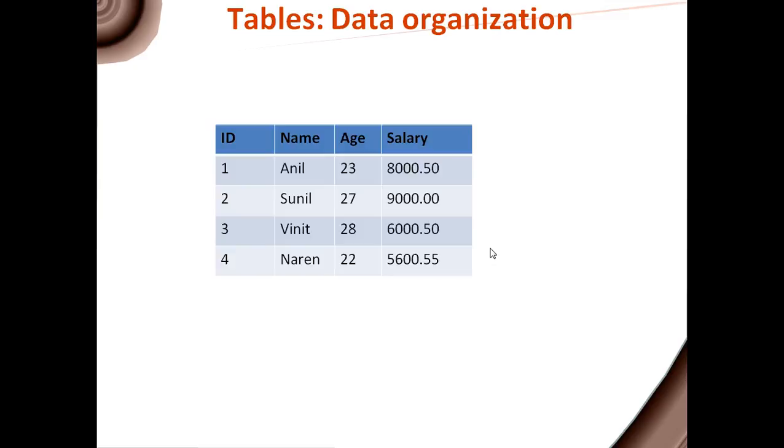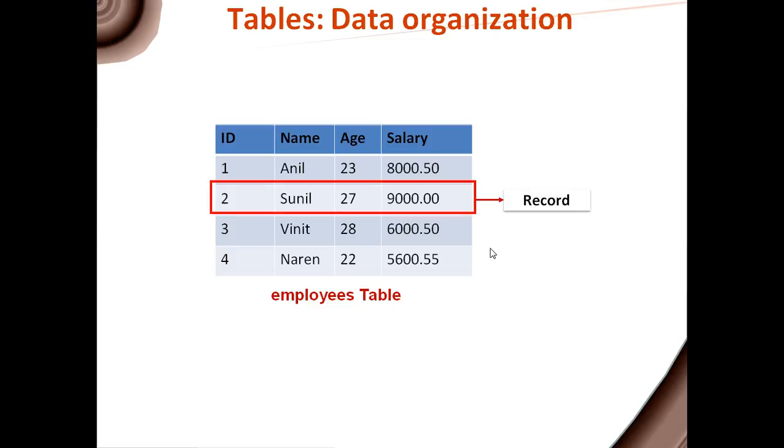So let's try to understand the tables, the way in which data is organized. On the screen we can now see a table. In this table, there are different records. This table stands for the employee table. There are multiple records, and each record has an ID as well as a name, age and salary. Essentially a table is a collection of records, and like this you are going to have multiple records.